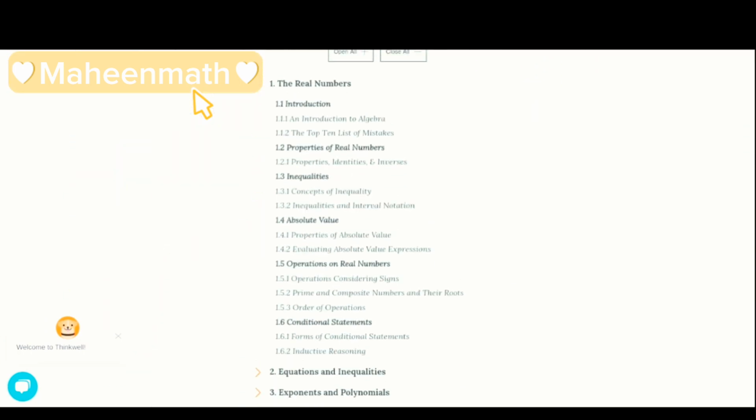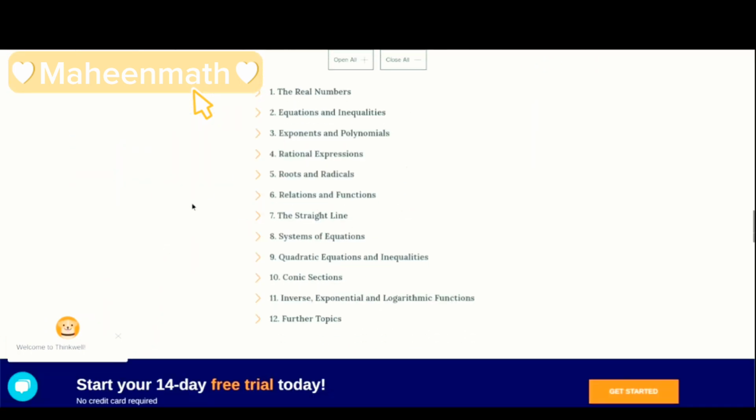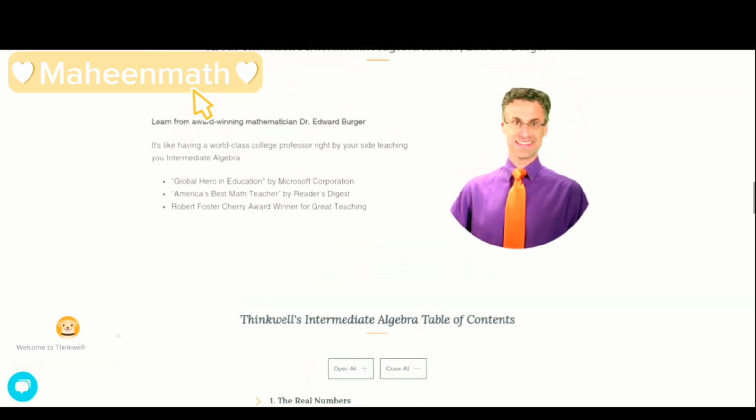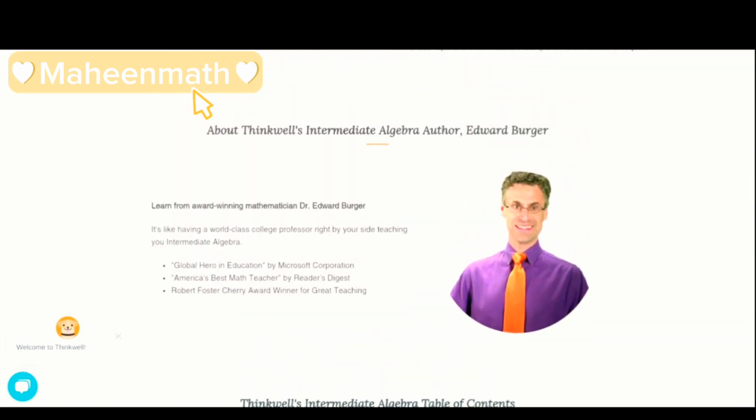It also gives you a very good foundation for Algebra 2 skills, and it gives you all the necessary tools you need in order to succeed within Algebra 2, which is otherwise known as Intermediate Algebra. And as you can see, your teacher is Edward Berger, Global Hero in Education by Microsoft Corporation, America's Best Math Teacher by Reader's Digest, and Robert Foster Cherry Award winner for great teaching.